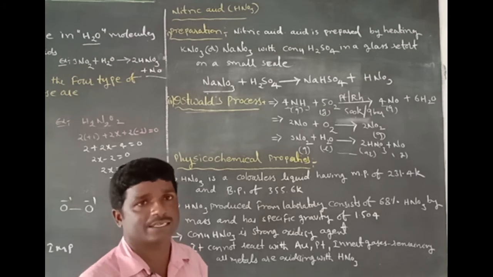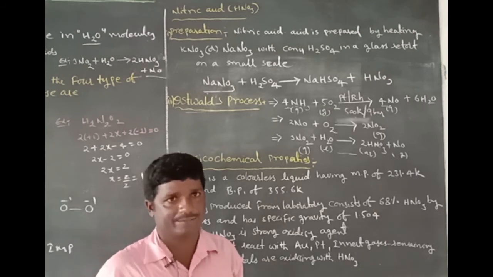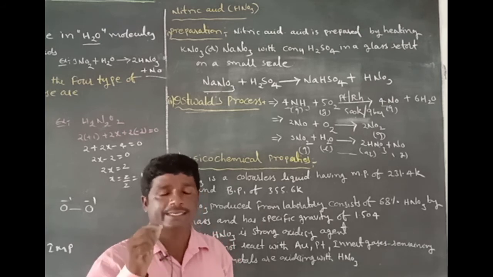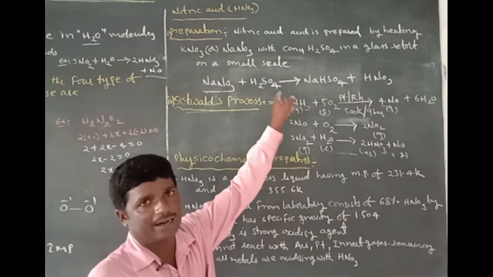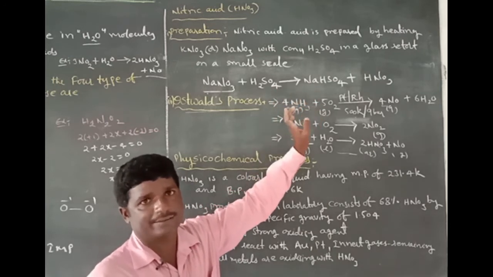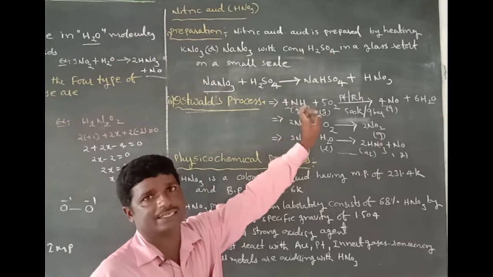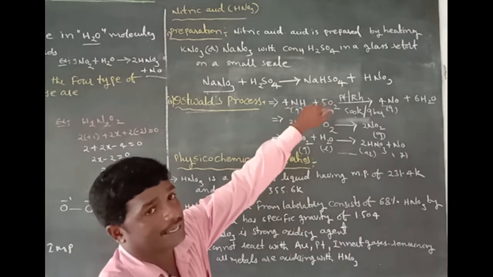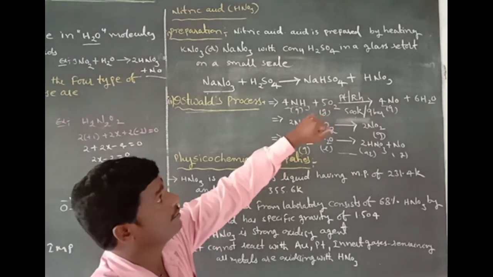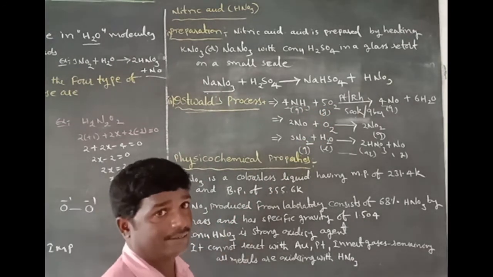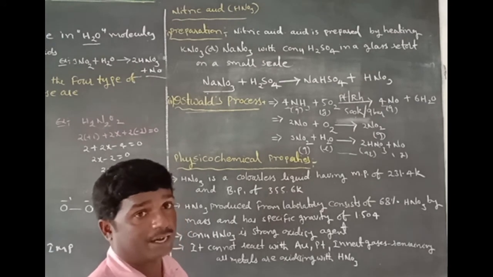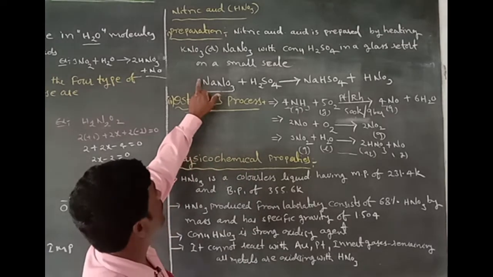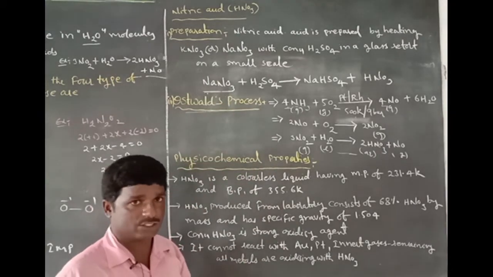That is the preparation of nitric acid by the laboratory method. In this method, nitric acid is prepared by the heating of potassium nitrate or sodium nitrate with concentrated sulfuric acid in a glass retort stand on a small scale. A small quantity of product is formed. That is the first process for the preparation of nitric acid.